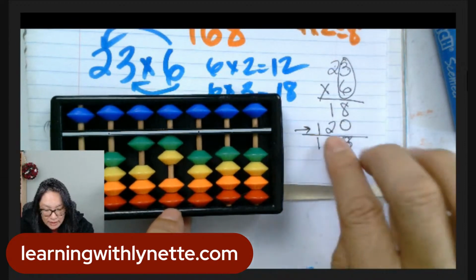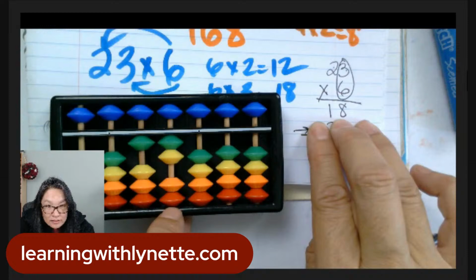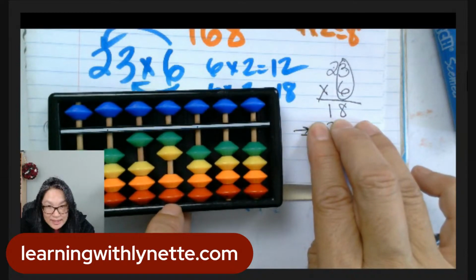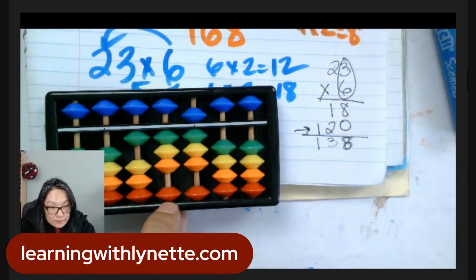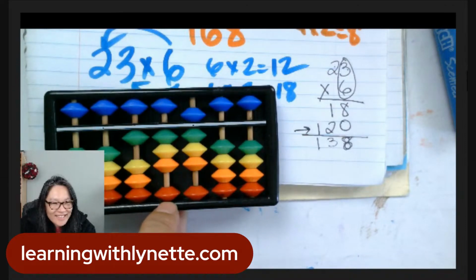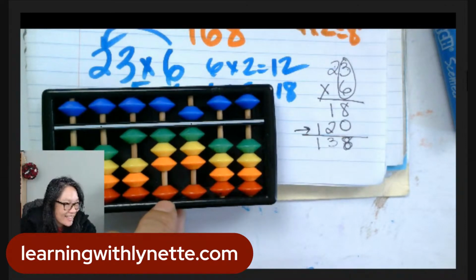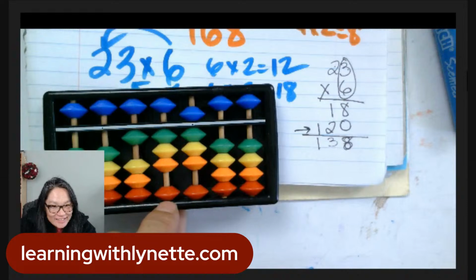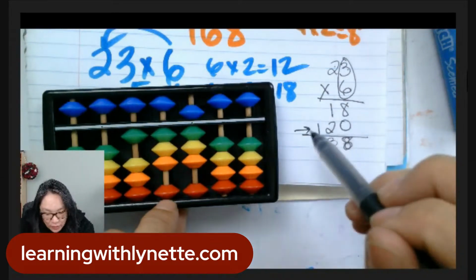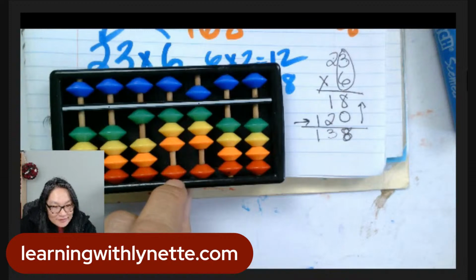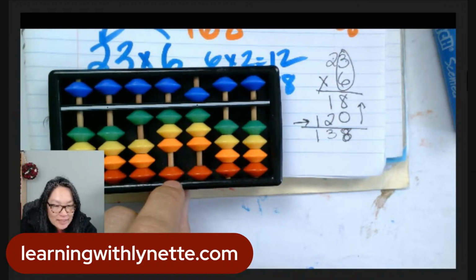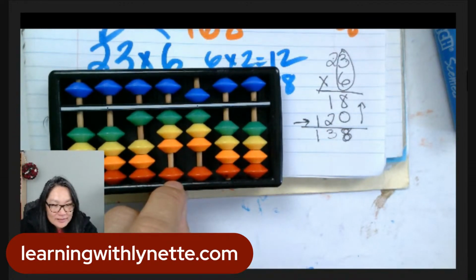Then I do 18. 3 times 6 is 18. I add my 1. I add my 8. So I go from the bottom up is what I'm doing. I hope that makes sense.